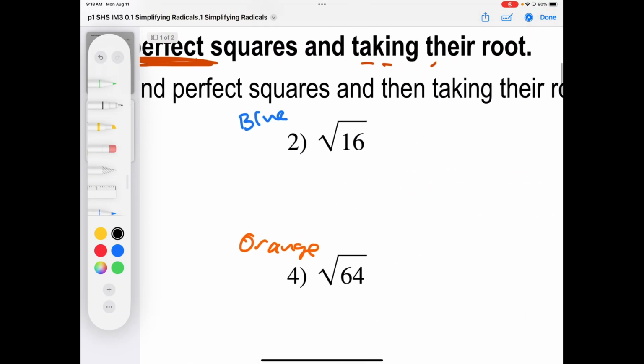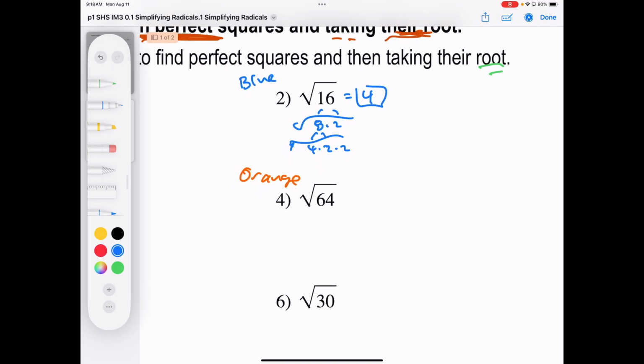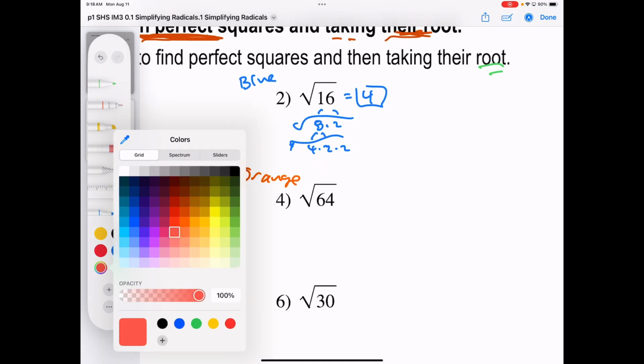All right, blue chairs. Square root of 16, your answer is? 4. Again, you can do the same thing as you did before. Maybe you didn't do the pairs. So it should have been 4 times 4. You can break that up again to 4 times 2 times 2. Okay? And the square root of 64 is? 8 is correct.